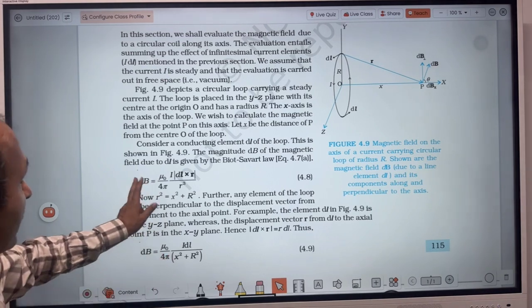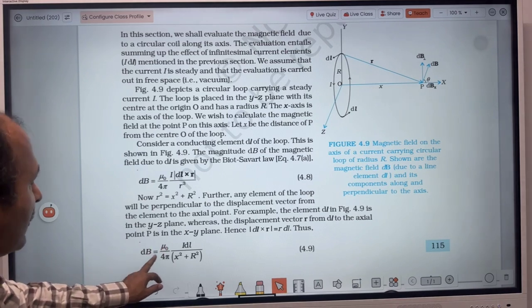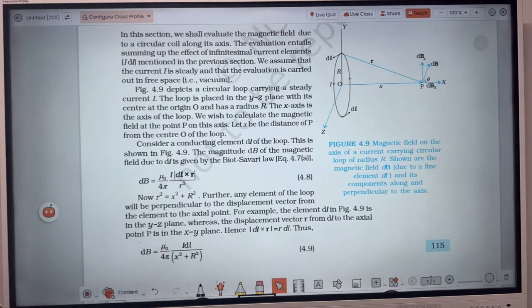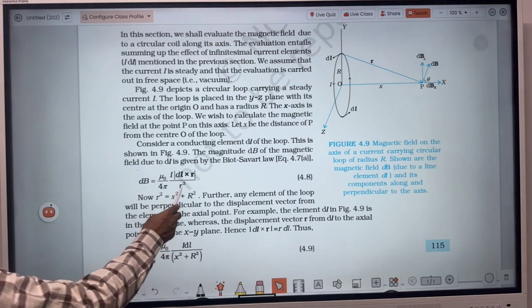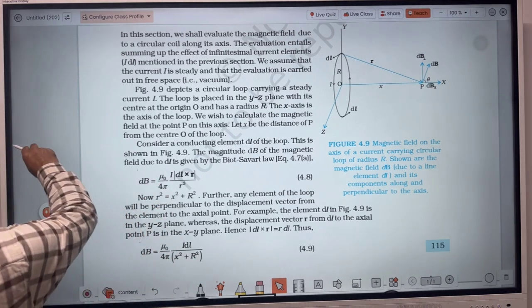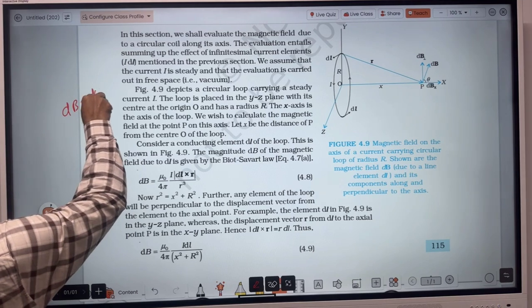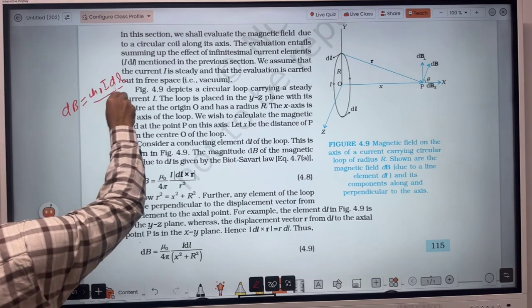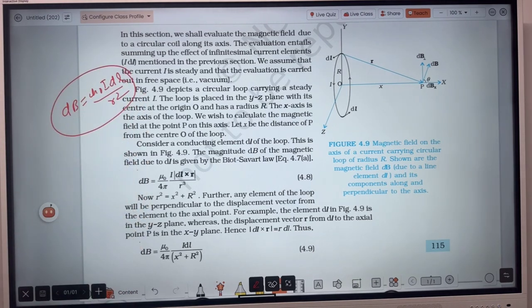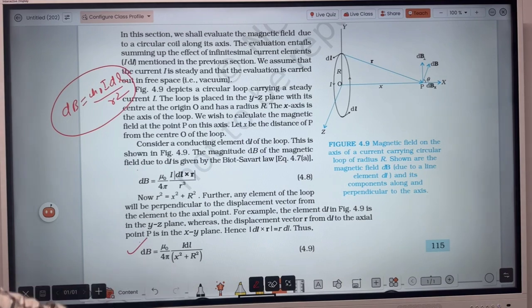We are taking the original form, I dl sine theta divided by r square, times mu naught upon 4 pi. So this is the basic relation: dB equal to mu naught upon 4 pi, I dl divided by x square plus R square. Value is not put here, keep in mind. This is not in vector form, this is the original form: dB equal to mu naught I dl upon r square. So we are taking this. Okay, so we have got this relation: mu naught upon 4 pi, I dl upon x square plus R square.